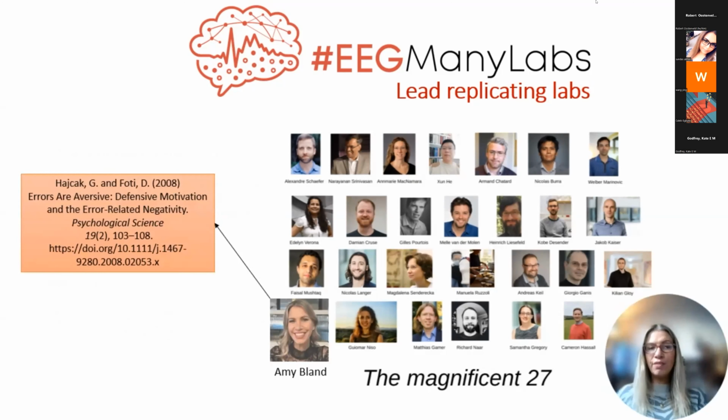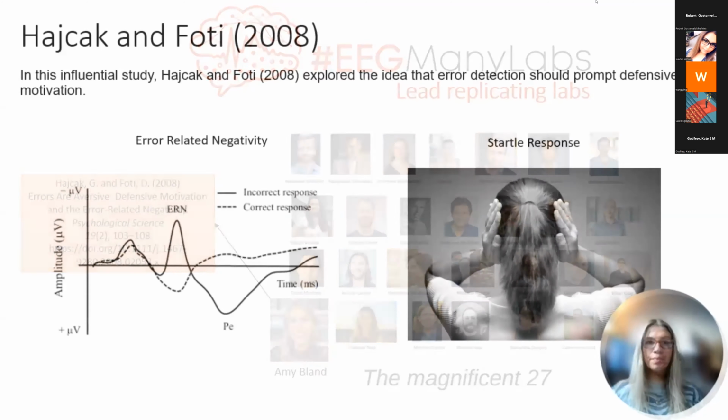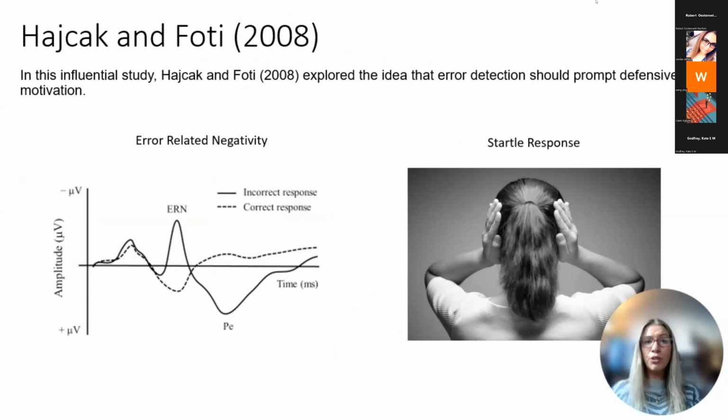Myself and colleagues in the School of Psychology at Manchester Metropolitan University in the UK are leading the replication of Hajcak and Foti's paper, Errors Are Aversive, which explored defensive motivation and the error-related negativity. This article was published in Psychological Science in 2008 and has been cited over 450 times. In this influential study, Hajcak and Foti explored the idea that error detection should prompt defensive motivation. In order to investigate this idea, they utilised the error-related negativity and the startle response.